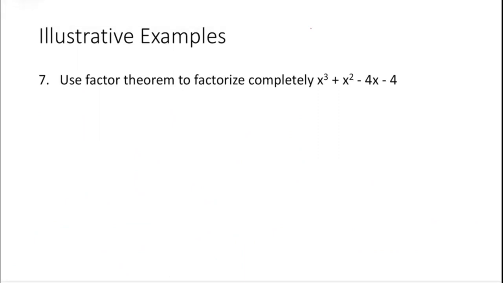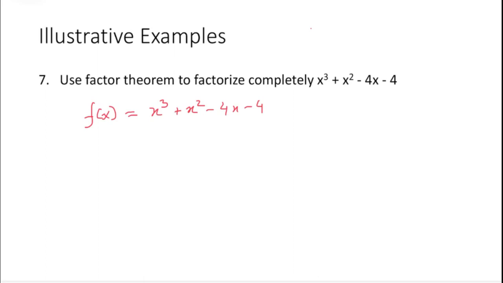Okay, so let's look at example number 7. Use the factor theorem to factorize this expression. So f(x) is given as x cube plus x square minus 4x minus 4. Now we need to use the factor theorem. So what is the factor theorem? The factor theorem says that if x plus alpha is a factor of any function f(x), then f of alpha would be equal to 0, right? That's the factor theorem. So we need to find an alpha for which this value would be equal to 0.